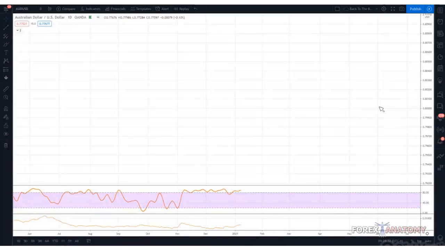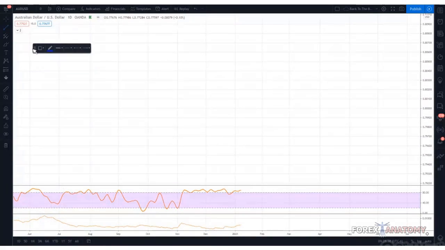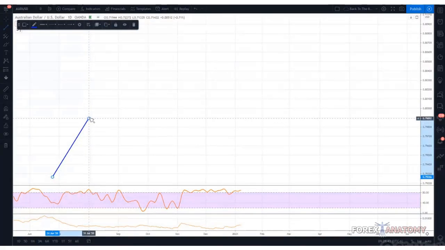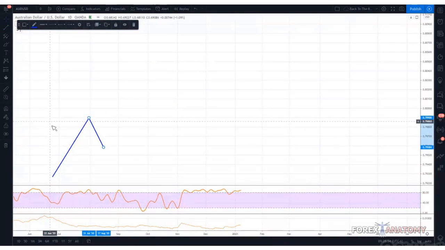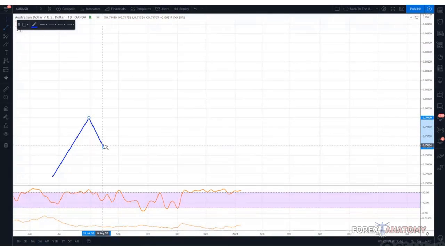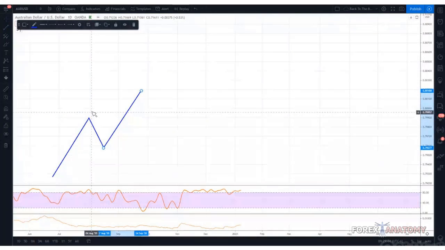There's what we call an impulse wave. And let me just draw this in for you. Okay, so then we have what you would call an impulse wave. And then after that, we have what is called a corrective wave, or a correction, or pullback. So then we have this impulse, and then we have a correction. Now, that is followed usually by another impulse wave or impulse leg.